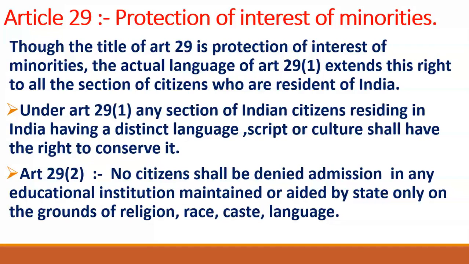So let me give you one example so that you can understand it more clearly. So suppose, friends, there are two persons. The name of the first person is Santa and the name of the second person is Banta. Now suppose, friends, this Santa belongs to an upper caste Hindu and this Banta belongs to a lower caste Hindu. Now suppose there is a college and that college is aided by the government. Means the government gives money for the maintenance of that college.